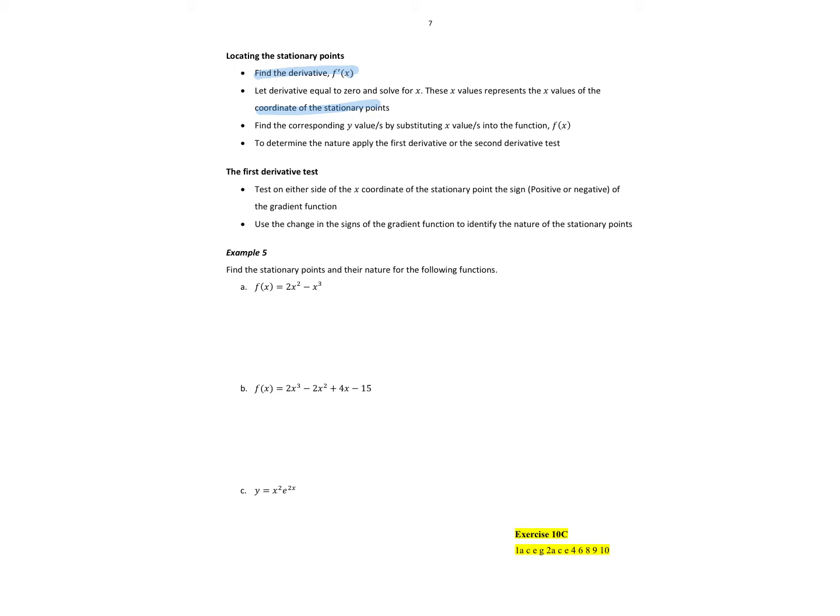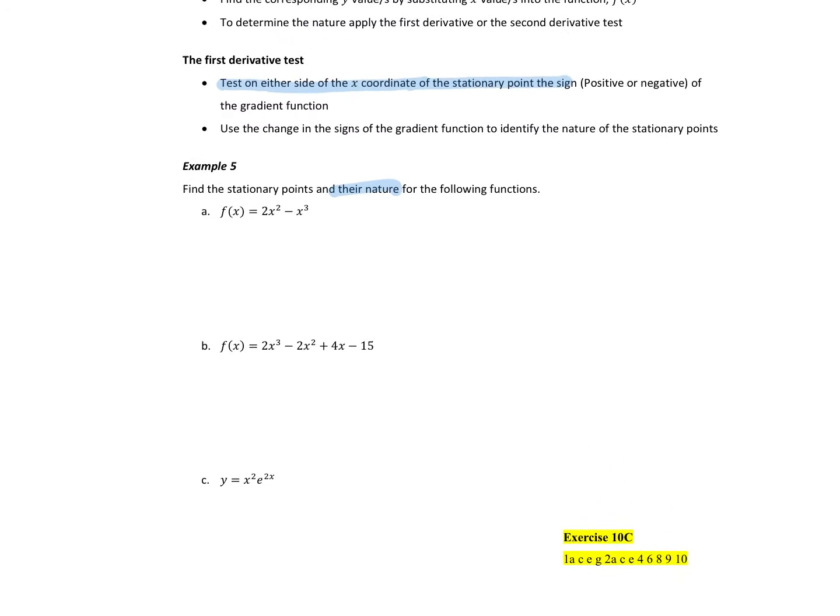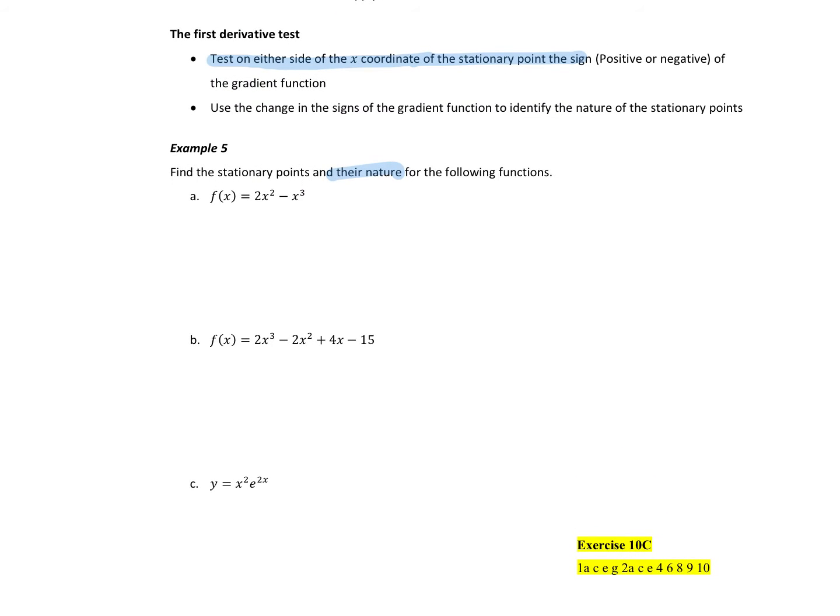The first derivative test is just testing either side of the x coordinate to see whether it's positive or negative. We don't really need the value. I just need to know if it's a positive gradient or a negative gradient. All right. So let's find a few stationary points and their nature. Let's just get a bit more space.